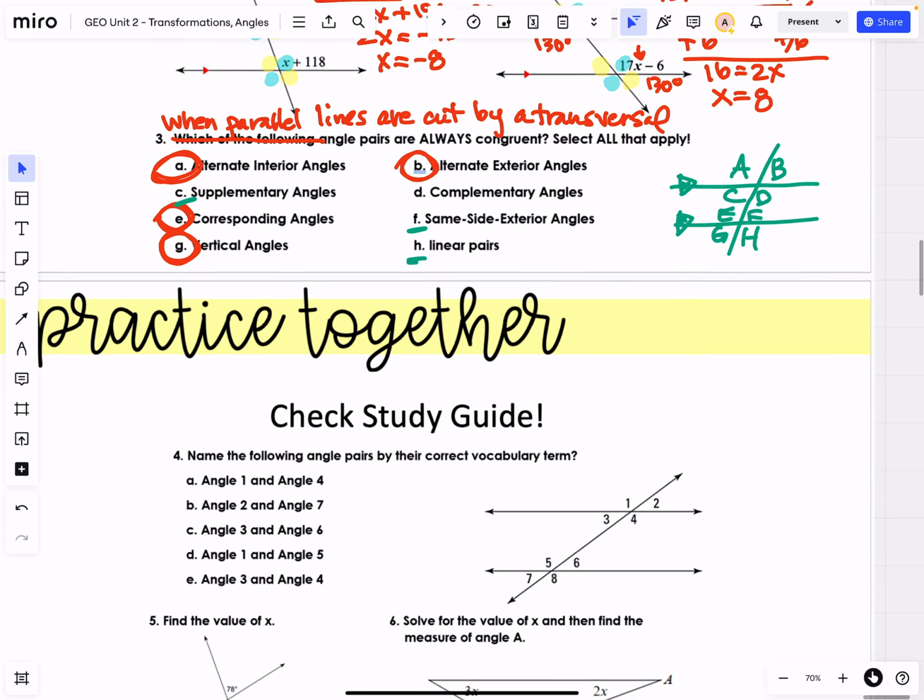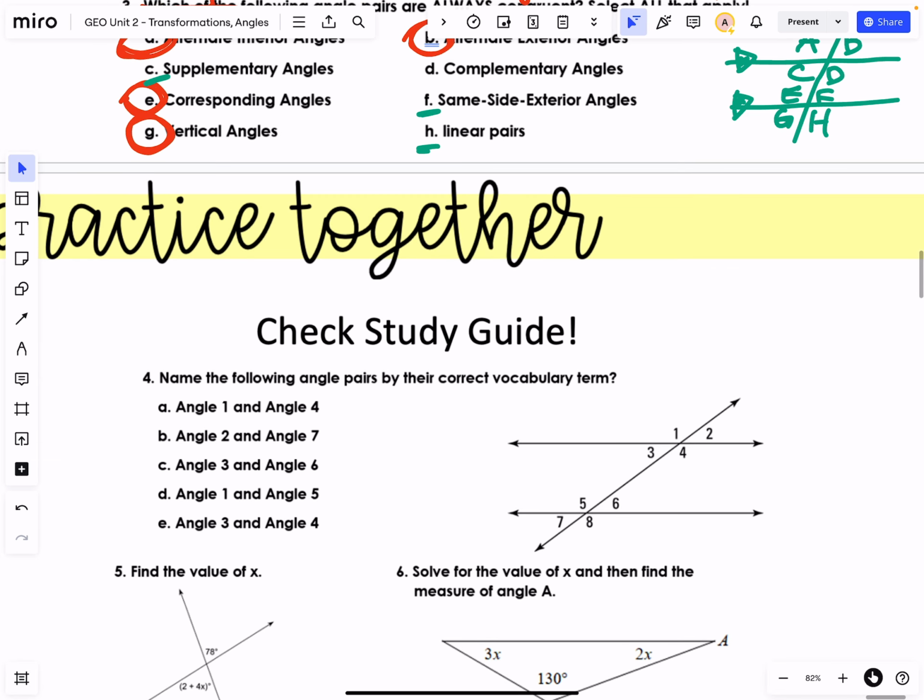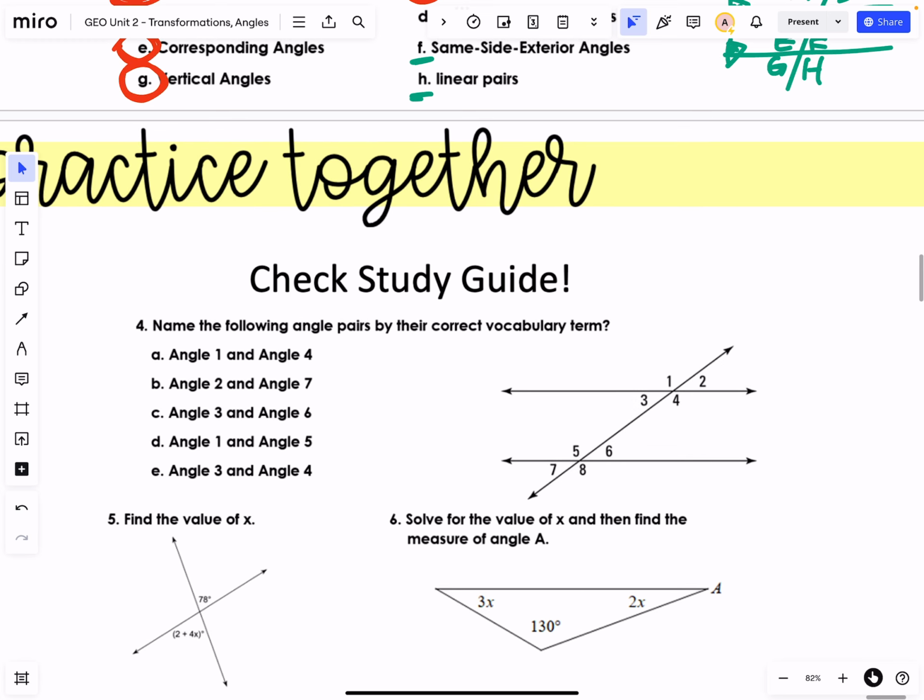All right, so let's go back, and this is just coming back to the terms that we just talked about. Take a second and fill in the question on Edpuzzle, and then we'll go over this.